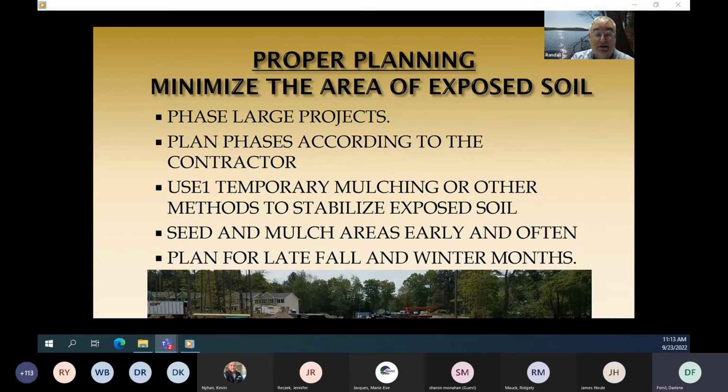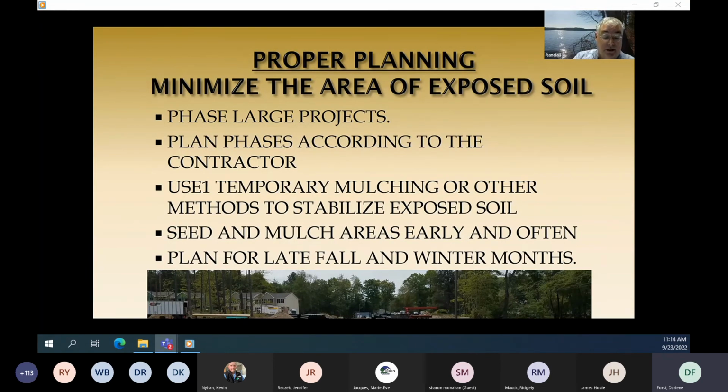Plan phases according to the contractor. Really important. If you've got a small contractor but it's a big project, you should not be starting off the project by saying, clear and grub the entire site and then put in the erosion control. That doesn't work very well. So you want to make sure that you're phasing it according to what the contractor can handle, according to what his equipment is, according to his methods and materials. Use temporary mulches and other methods to stabilize exposed slopes.